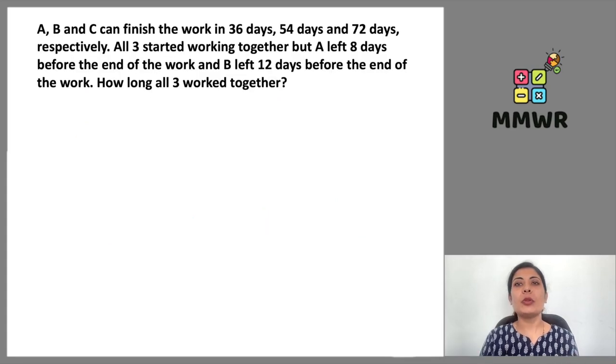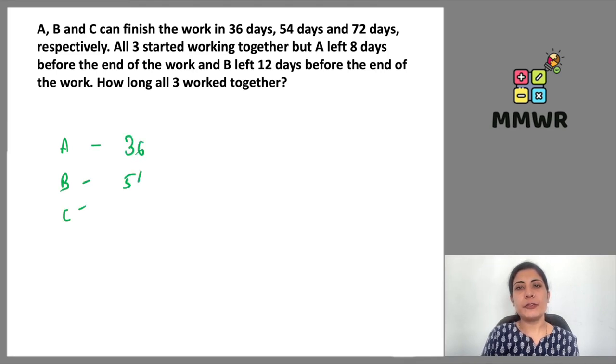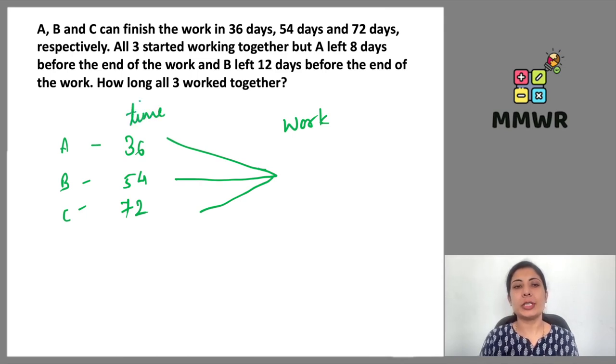Okay. Let us move to the next example. A, B, C can finish the work in 36, 54 and 72 days individually, if they are working alone. Like this, we have to get the value. We take the LCM of 36, 54 and 72. So the LCM of 36, 54, 72.